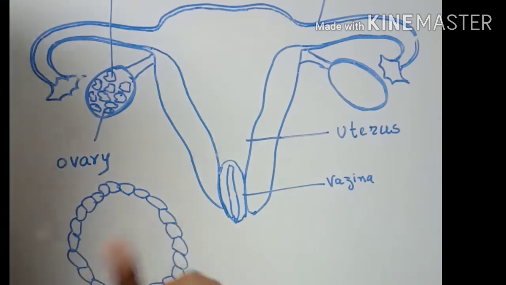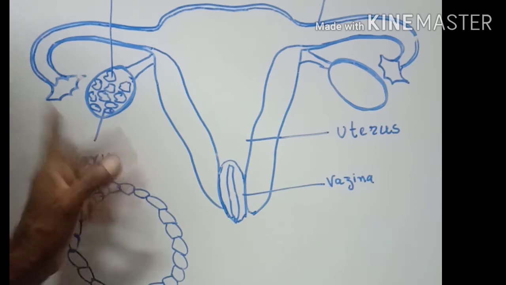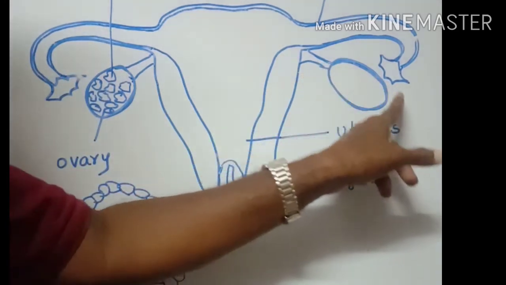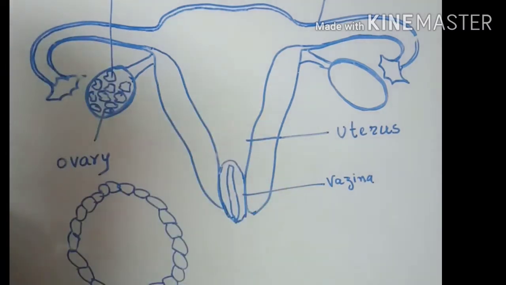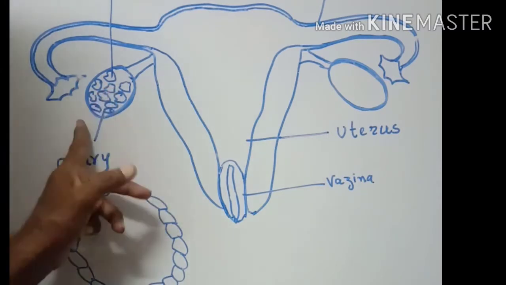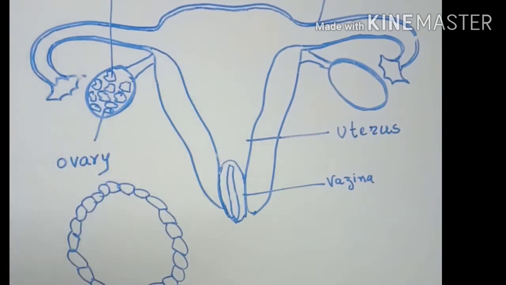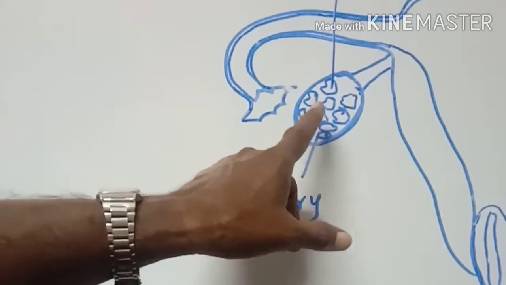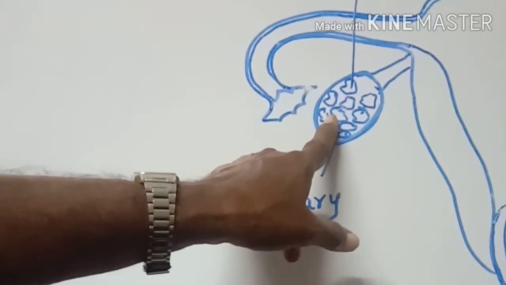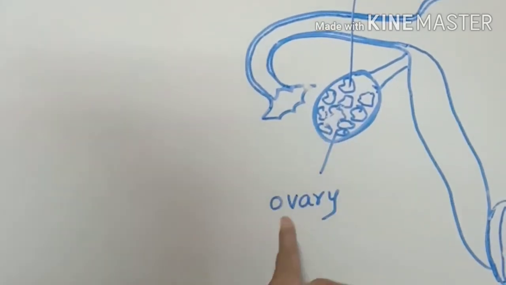So every month, what changes happen means it releases one ovum. In the next month it releases one ovum. Only one ovum is released in a month in the female's body. How the ovum is released, that is what we want to see. Now we want to observe this ovary, how an ovum is released in it.